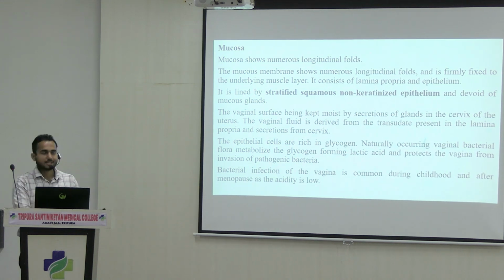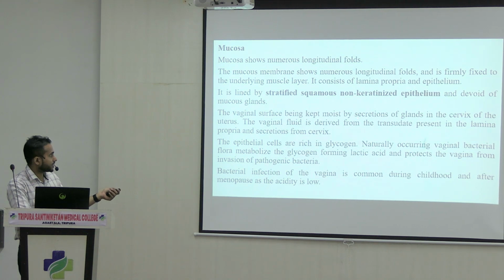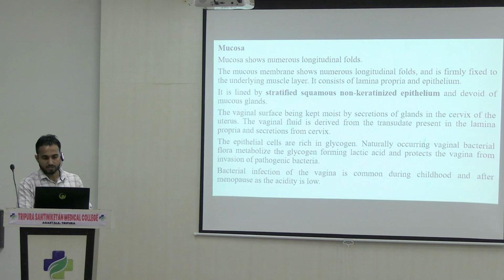But how is it kept moist? As you can see, the vaginal surface is being kept moist by the secretion of the glands of the cervix. Next, the vaginal fluid which is present is a derivative of the transudate present in the lamina propria and the secretion from the cervix.